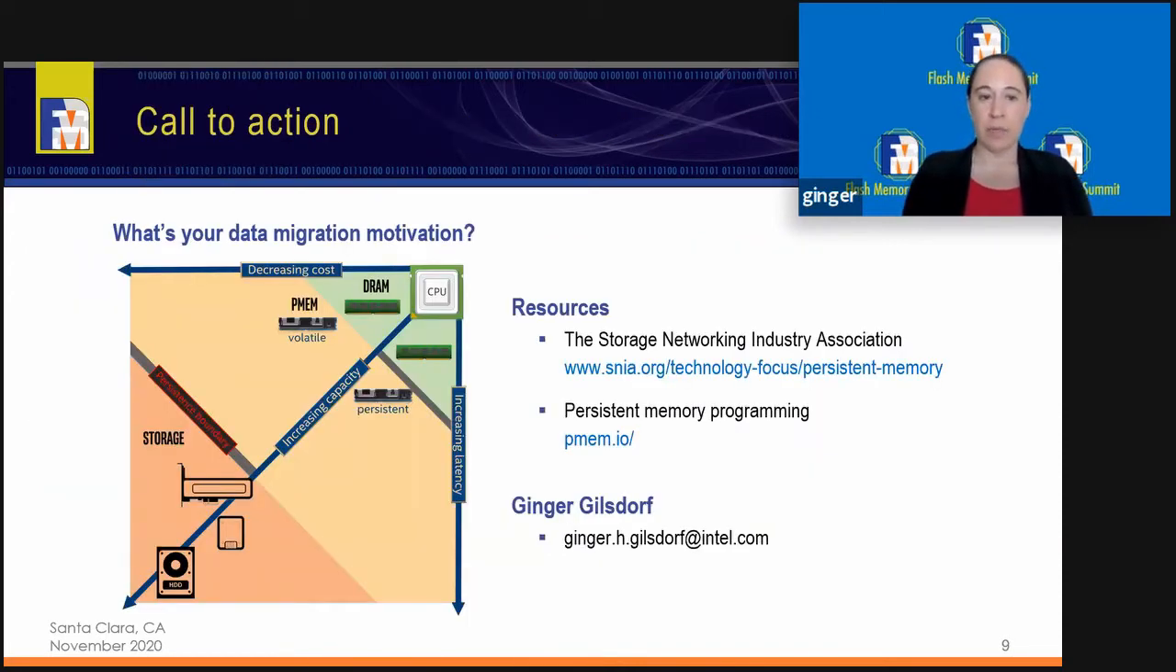So to end up, now that you've seen a couple different examples of data migration, you should be able to identify some of your own data migration motivations, keeping in mind all of those different hardware resources that are available to you and the reasons that you might want to migrate from one area to another.